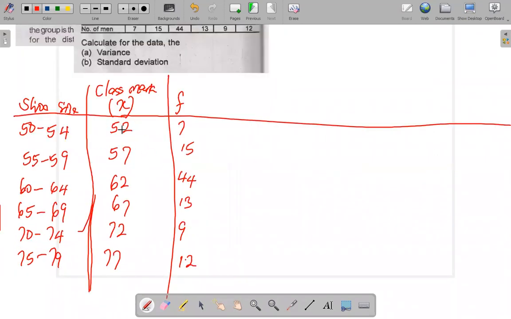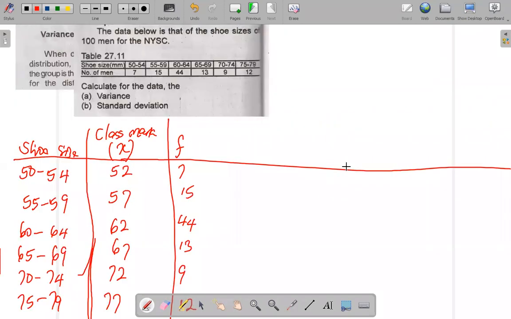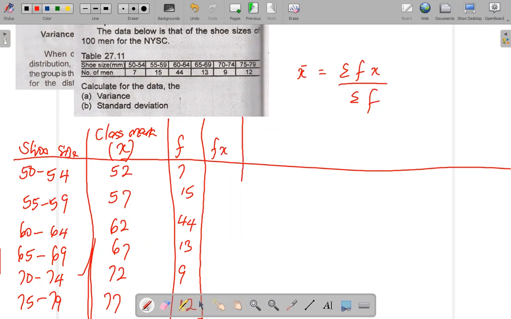Okay, now that we know the X and the F, remember that before we can calculate the standard deviation and the variance, we need to get the mean deviation. And before we can get the mean deviation, we need to get the mean. So the first thing we need to calculate here is the mean, X bar, which is summation FX over summation F. Because of that, we need to get FX as our next column.